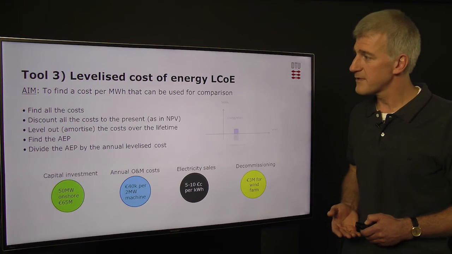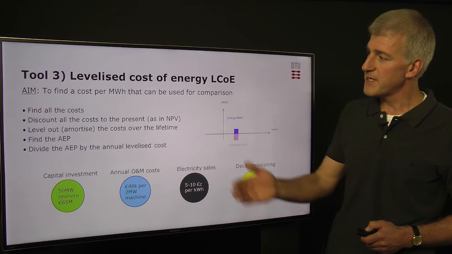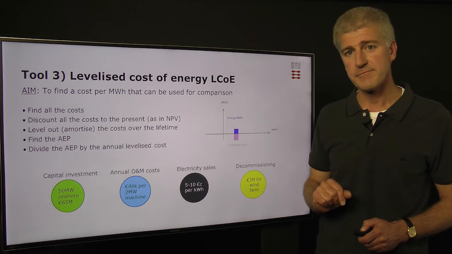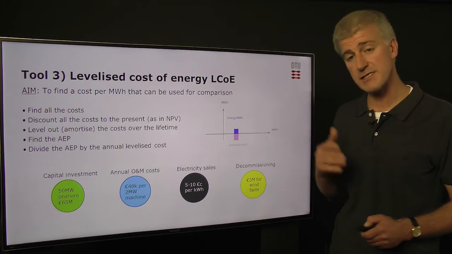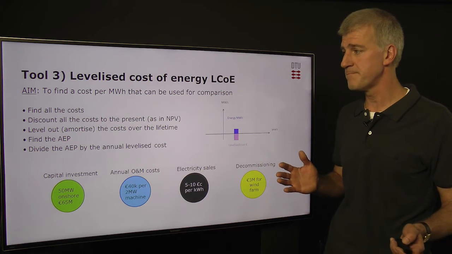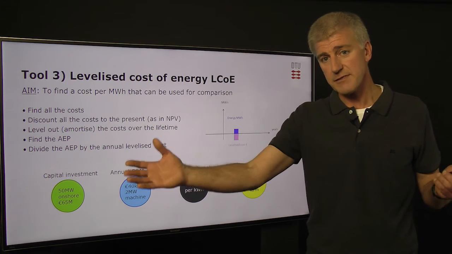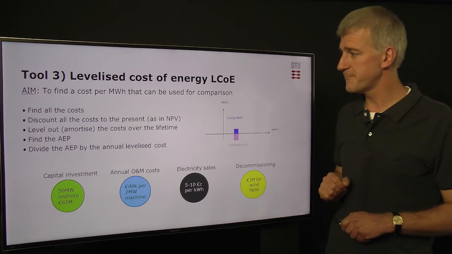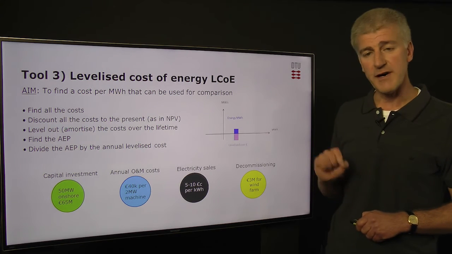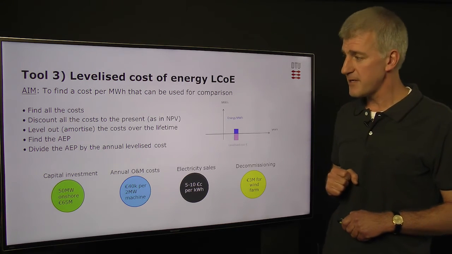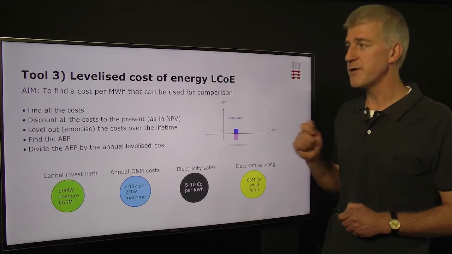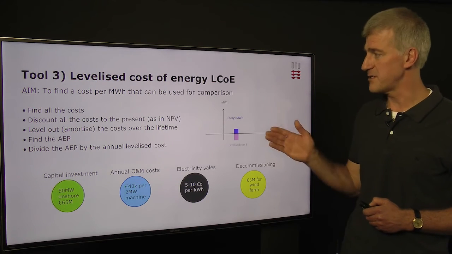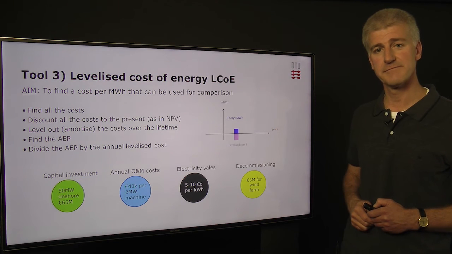Just working through that again, we need to find all the costs. We need to discount these costs to the present day, just like we did in the net present value. We then need to level them out over the lifetime of the wind farm. We need to find the annual energy production, the AEP. And if we divide the AEP by the annualized levelized cost, then we get to the levelized cost of energy for our project.